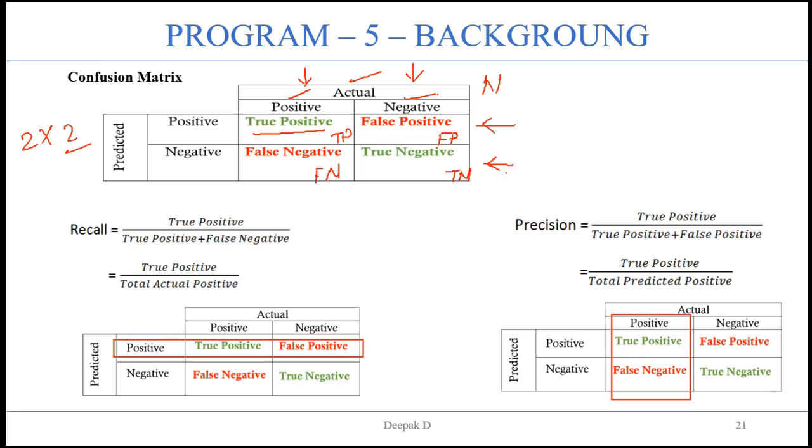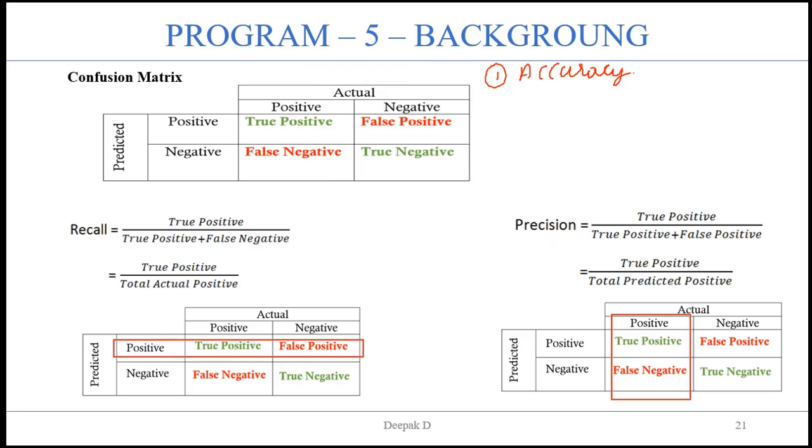We have some other terms, that is recall, precision, and also accuracy. What actually is precision? Precision tells us how many of the predicted positive cases actually turned out to be positive. And recall tells us how many of the actual positive cases we are able to predict correctly with our model.